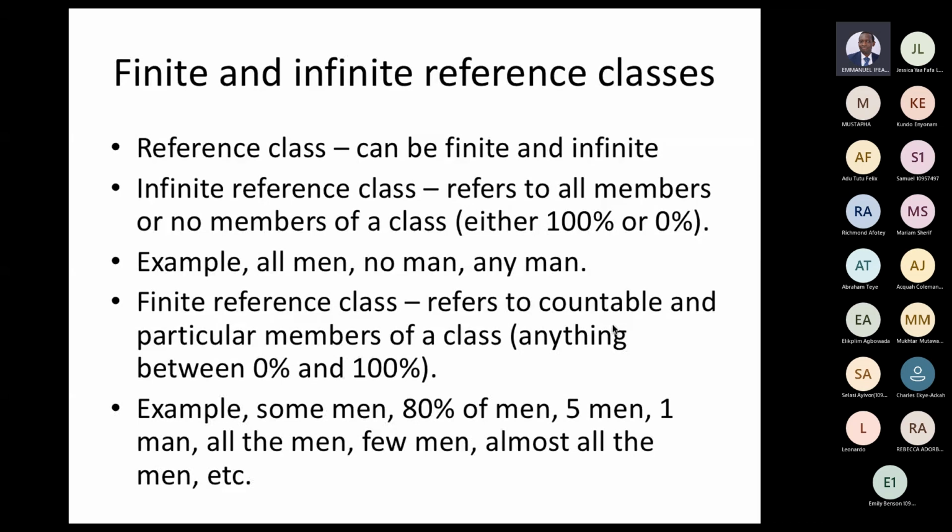But the finite reference class refers to countable and particular members of a class, anything between 0% and 100%. Example, some men, 80% of men, 5 men, 2 men, all the men, few men, all of the men, and so on. Now, all the men is countable, but all men is not countable. All men refers to men both born and unborn, but all the men refers to men in a particular context or place. All the men in this class, all the men in this school, all the men in this country, all the men in this world. Now, they can be counted. So these are the two kinds of reference classes, finite and infinite.